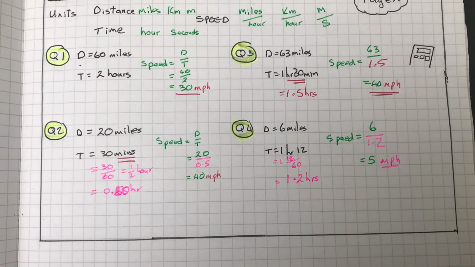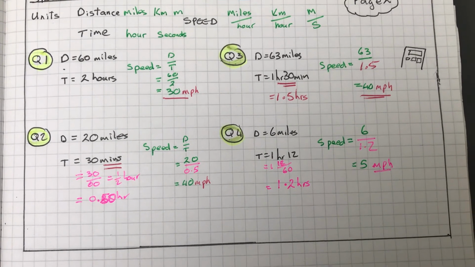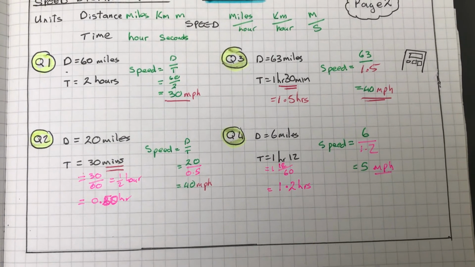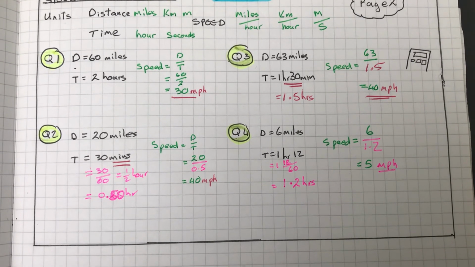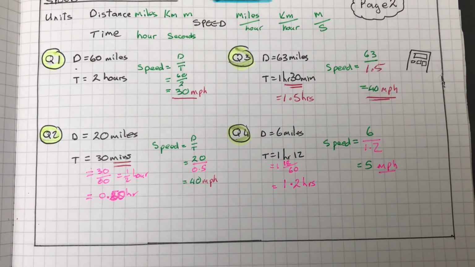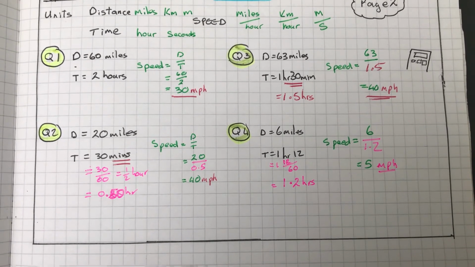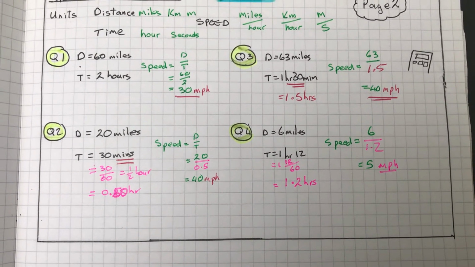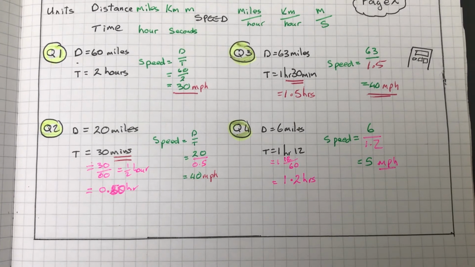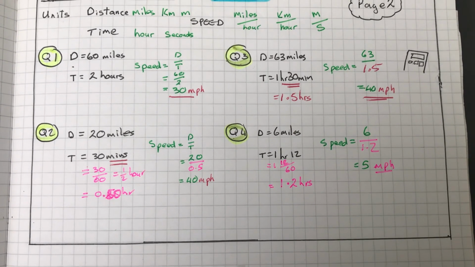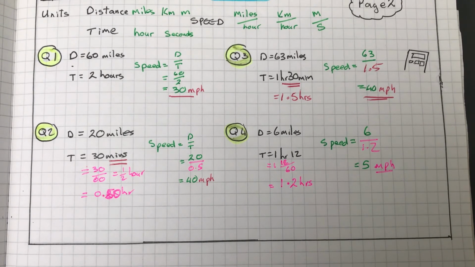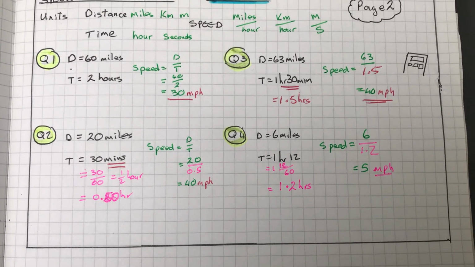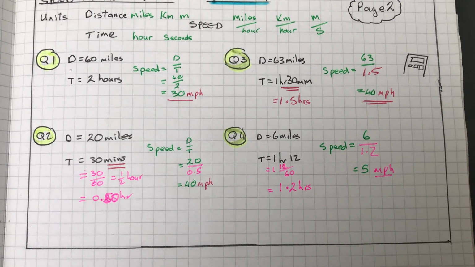From question 3 onwards, we're allowed a calculator. If the distance is 63 miles, miles is okay. The time is 1 hour 30 minutes. Not okay. We've got to convert to hours. So 30 minutes is 30 over 60, which is a half, or 0.5. So the whole thing is 1.5 hours. Now I can divide distance by time. 63 divided by 1.5 gives me 40 miles per hour.